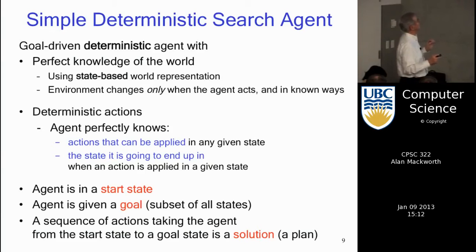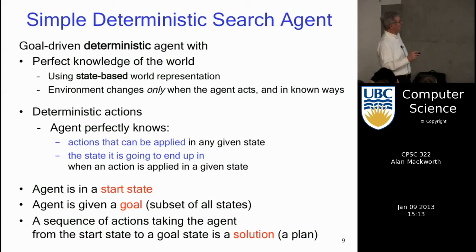So it's a single agent. And the environment only changes when the agent acts, and it changes in known ways, known to the agent. Okay? Deterministic actions, so the agent perfectly knows the actions that can be applied in any given state and the state that it will end up in if you apply an action in a given state. Not all actions can be applied in all states. There may be preconditions for actions to apply in a state, but if it applies, you know what will happen next, what state you'll be in next. You don't even have to open your eyes to look and see, because guaranteed the world will change the way you think it'll change. Right? These are the simplest assumptions we can start with.